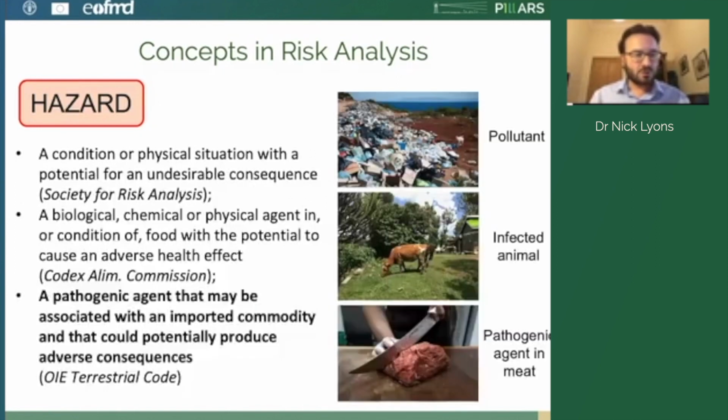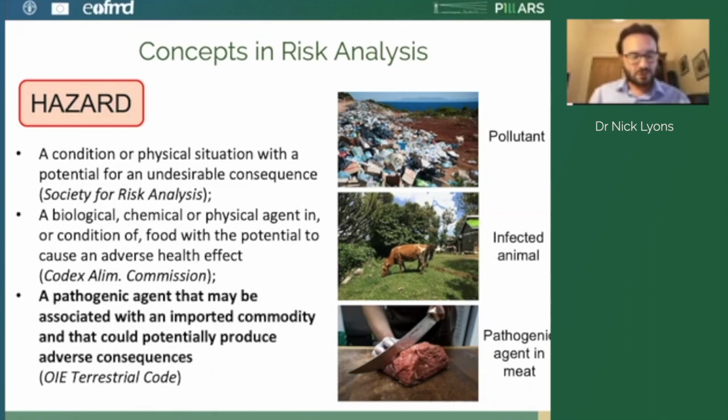Now, this is actually a bit different to a hazard. A hazard is the actual thing, the actual agent, the actual thing that can cause danger. There are various definitions here. From the Society for Risk Analysis, a condition or physical situation with a potential for an undesirable consequence. From the Codex Alimentarius Commission, a biological, chemical, or physical agent in or condition of food with the potential to cause an adverse health effect.